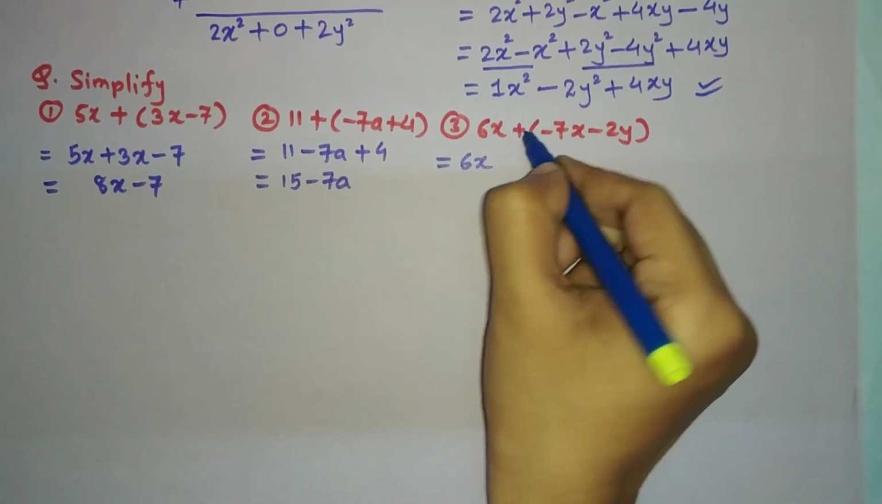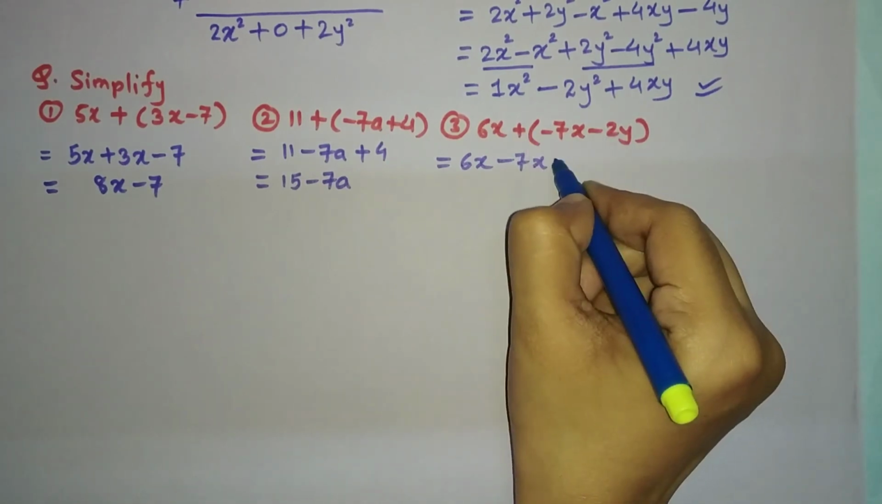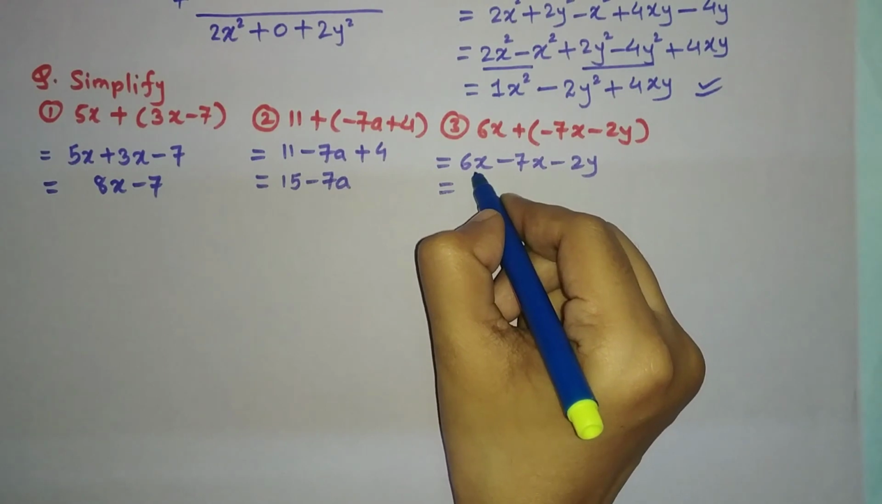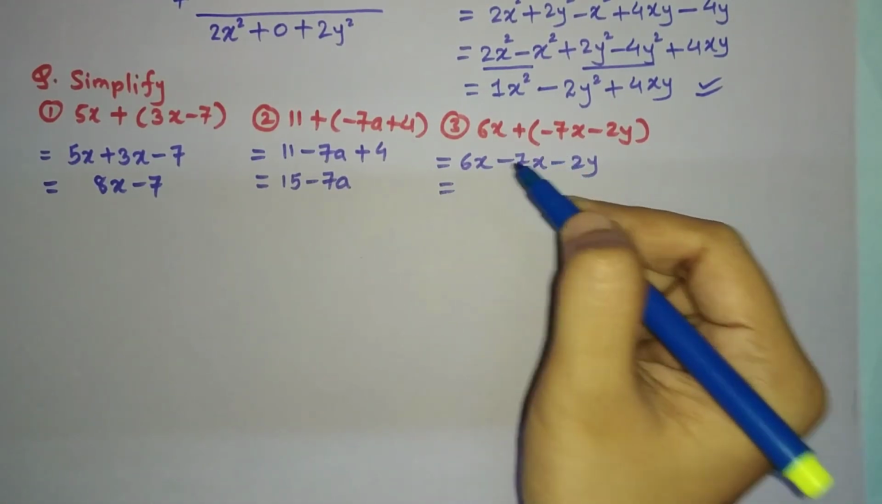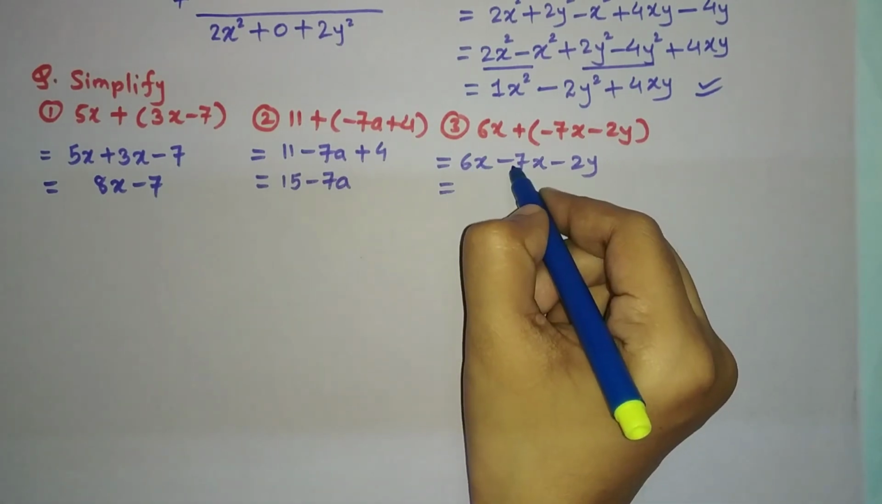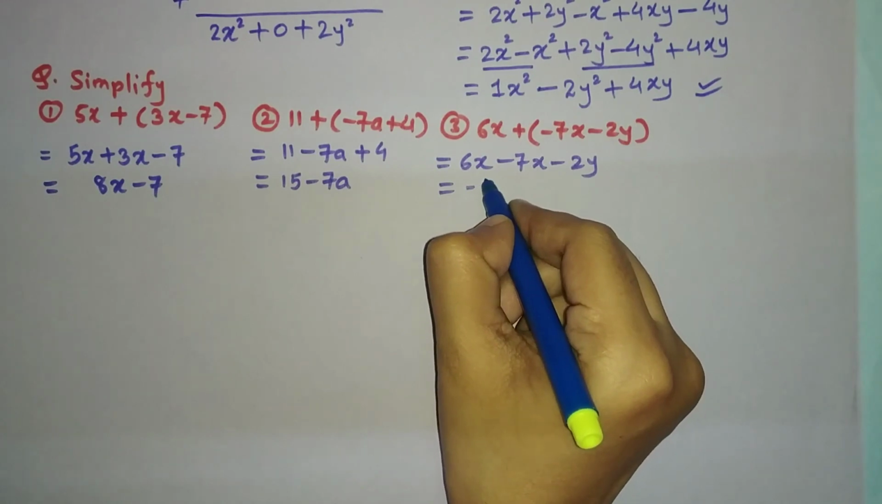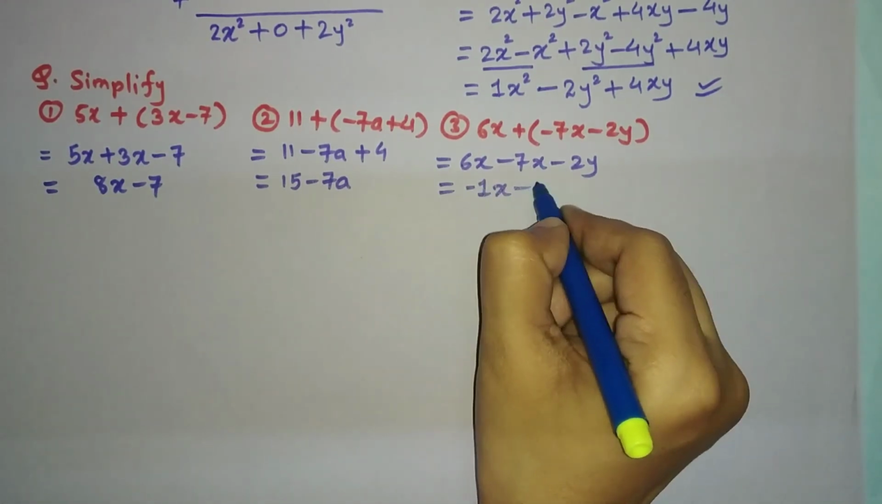Now 6x, here we'll write plus minus minus 7x plus minus minus 2y. So friends, here we know that 6x and 7x are the like terms, so we can perform the subtraction operation here. 6 minus 7, so here it is one positive integer, one negative integer. We'll remove 6 from 7 and give the sign of 7. It is minus 1x minus 2y.